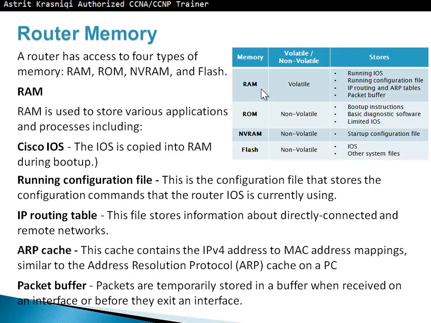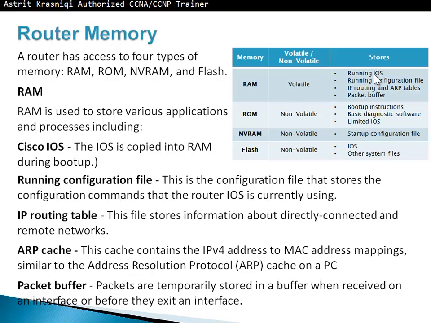So we have RAM, ROM, NVRAM, and flash. RAM is volatile. ROM, NVRAM, and flash are all non-volatile, so they will retain all the information even when you switch the device off. On RAM, we have the running Cisco IOS. IOS is copied into RAM during the boot. IOS is stored in flash, which is non-volatile. You switch the router off, your operating system is still there. As soon as you switch the router on, the IOS is copied from flash into RAM. Now it's called running IOS.